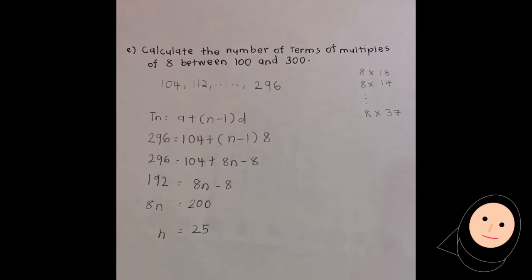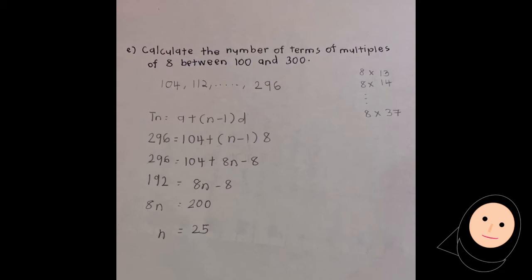Okay, for this question it's really easy because we can determine the first term and the last term. It has been given that we have to find the number of terms for the multiples of 8 between 100 and 300. So first we have to find the first term, which is 8 times 13.